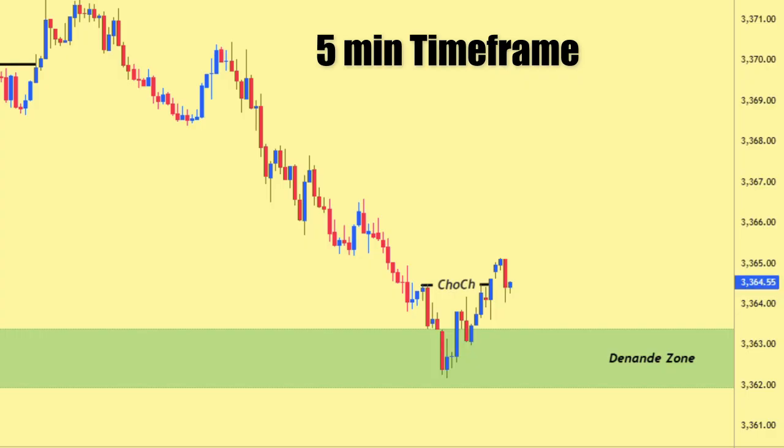That break of the internal high is the change of character. It signals that short-term control has shifted from sellers to buyers. This is important because it aligns the lower time frame with the higher time frame bias. Now we have structures supporting our idea. This is where the setup starts becoming valid. From here, we prepare for the inducement phase before execution.